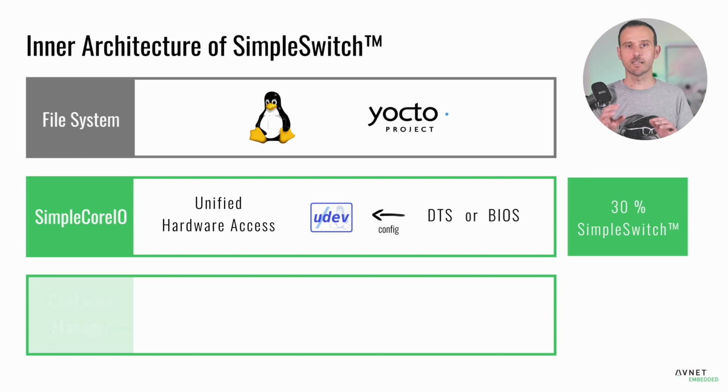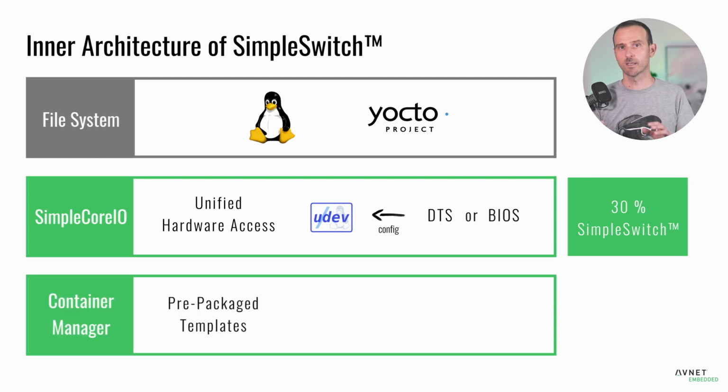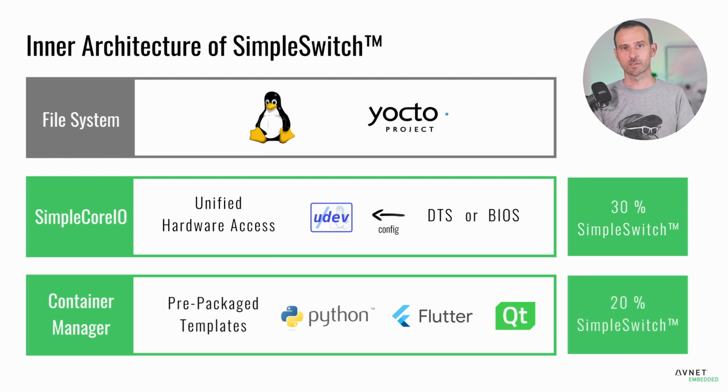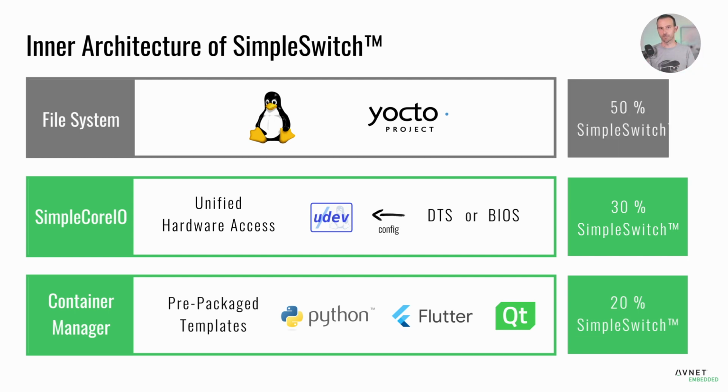The second software stack is the container manager and the prepackaged templates for Python, Flutter, Qt. Thanks to the SDK, you can start developing using these prepackaged environments and deploy the result, which is a containerized application, independently of the base image over an SSH connection. That's yet another 20% of why you write once and deploy anywhere. Well, but you might wonder, where are the missing 50%? In fact, it is Linux. By default, it is already abstracting the system on which it is running. Used with high-level frameworks such as Qt, Flutter, Python, it covers, in fact, the remaining 50%.